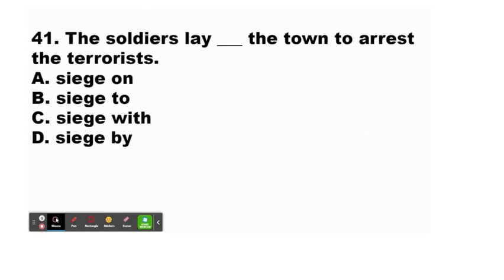Now, 41. The soldiers laid dash the town to arrest the terrorists. A, siege on. B, siege to. C, siege with. D, siege by. Option B is correct, siege to. When people lay siege to a place, they surround it, ready to take action. Soldiers do that a lot.